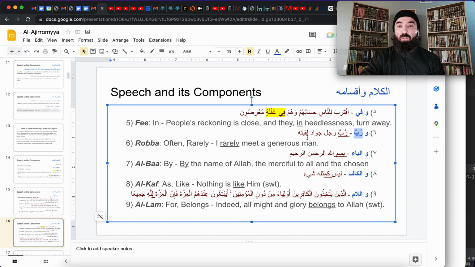Rubba rajulin jawadin laqituhu. Often or rarely. Rubba could either mean often or rarely, right? It's one of those words that has both opposite meanings. And the example is not from the Quran. Not from the Quran. Very important not to confuse you with this.